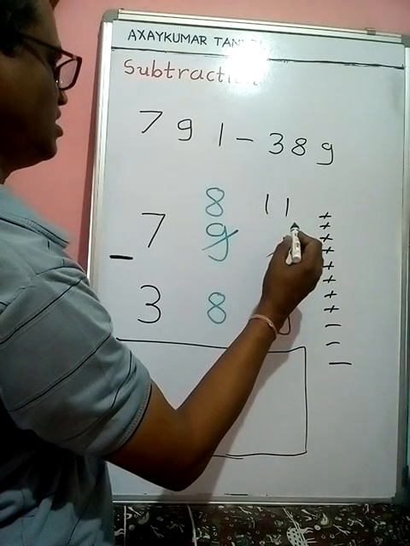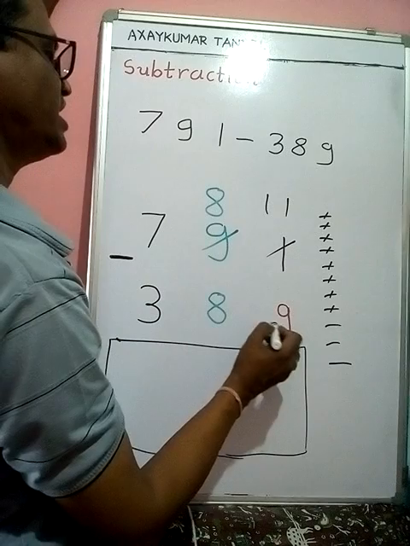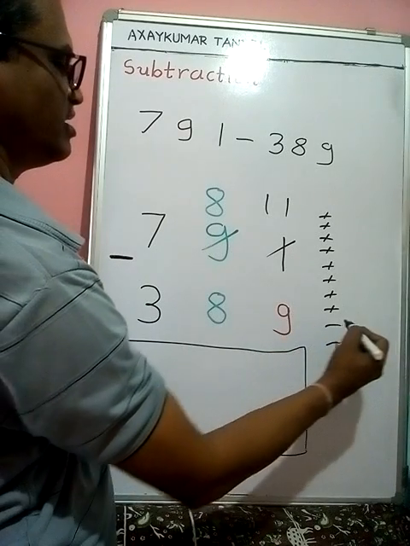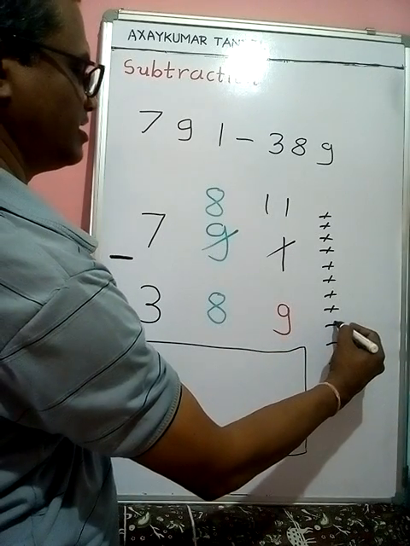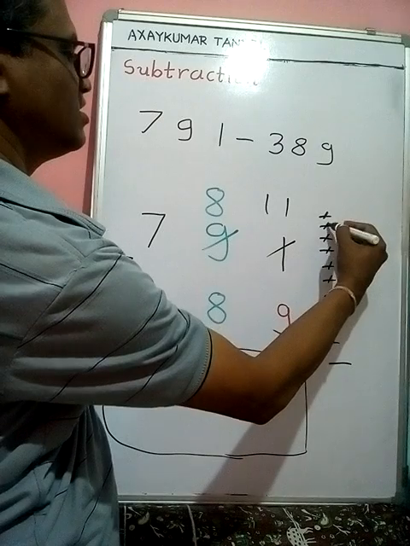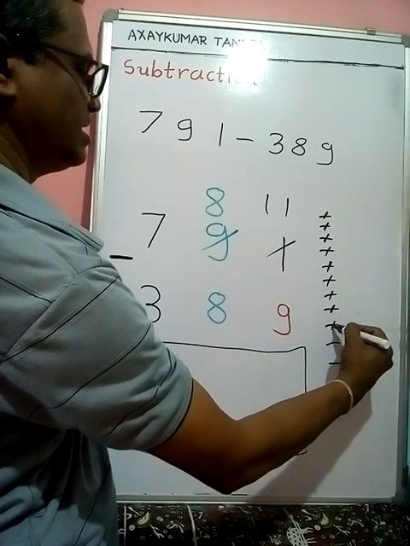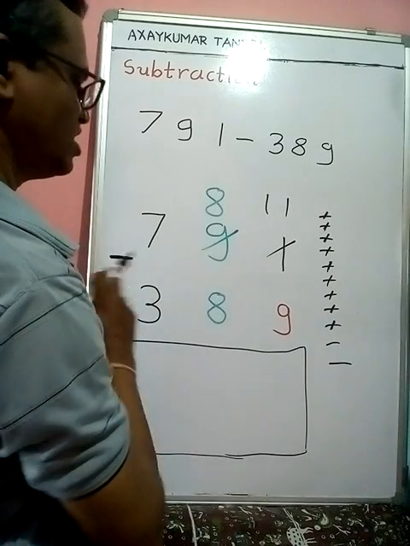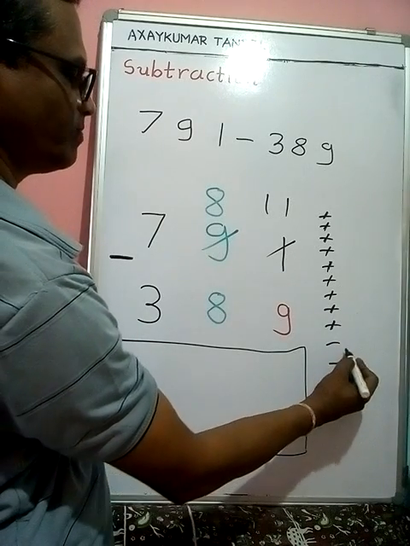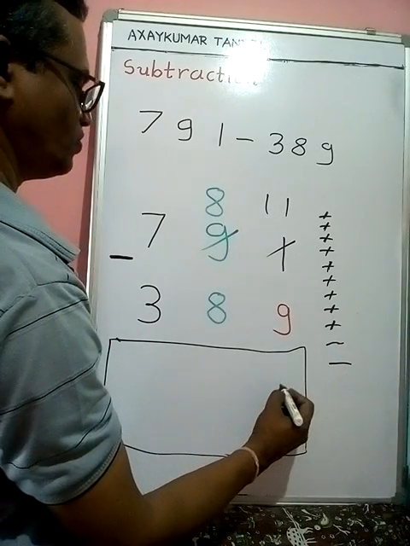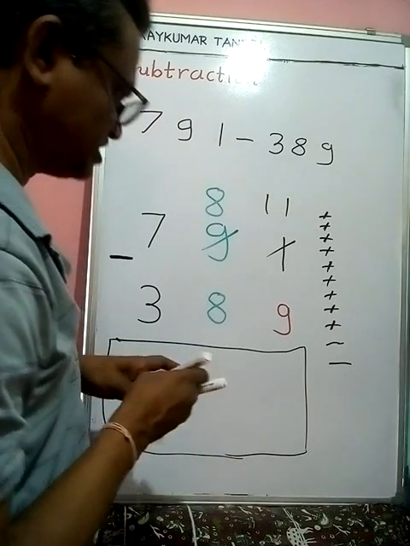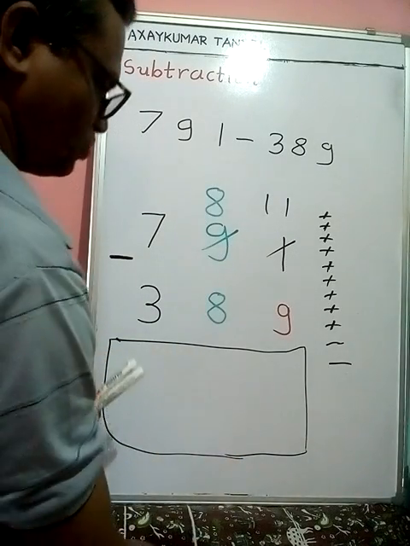No, 11 minus 9. We cut 9. 1 2 3 4 5 6 7 8 9. We cut 9. How many saving? 2. Right? We write here answer 2.